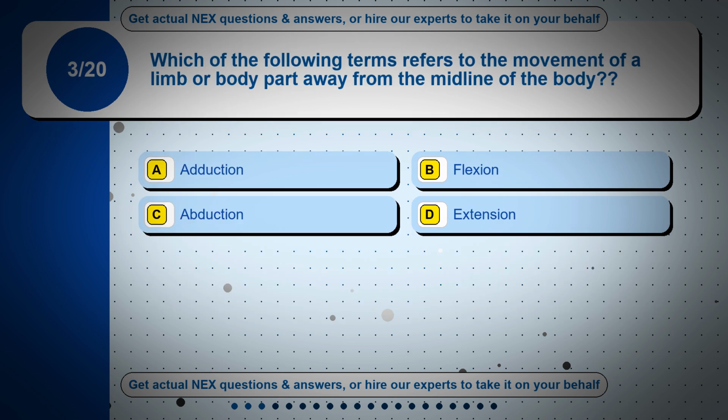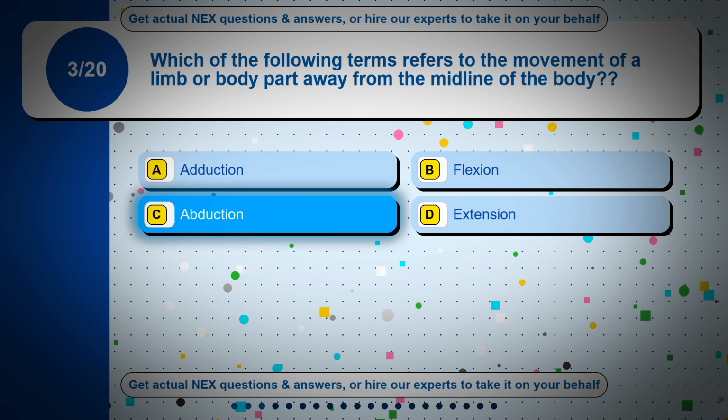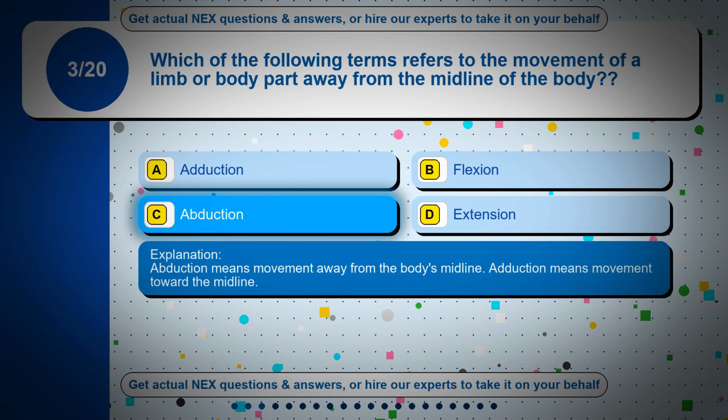Question 3. Which of the following terms refers to the movement of a limb or body part away from the midline of the body? Option A. Adduction. Option B. Flexion. Option C. Abduction. Option D. Extension. The correct answer is option C. Abduction. Abduction means movement away from the body's midline. Adduction means movement toward the midline.